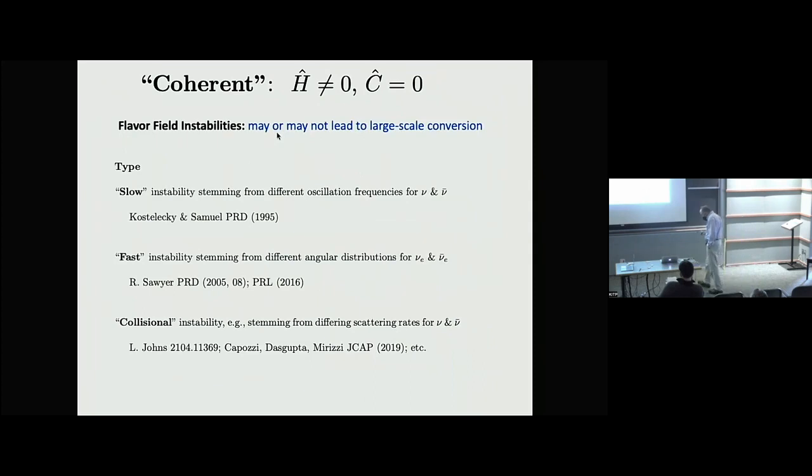And so a classic thing here, in this coherent case, is to look for instabilities in the flavor field, and there are many instabilities. I refer you back to Luke's talk last week. There are slow types that were known for a long time. There's fast instability. There's collisional instability, including this recent paper by Luke Johns that leverages the difference in the scattering rates between neutrinos and antineutrinos.